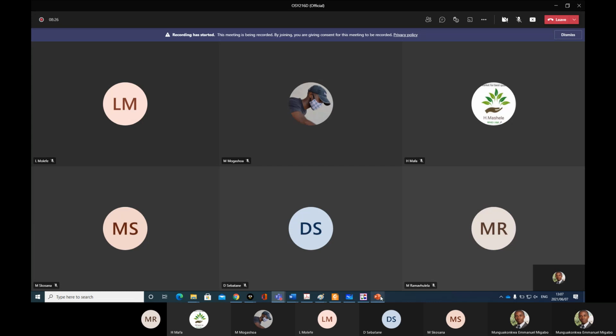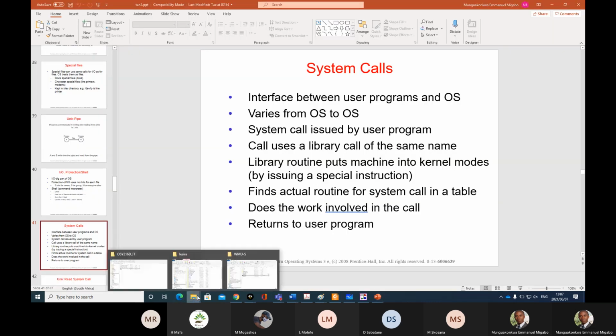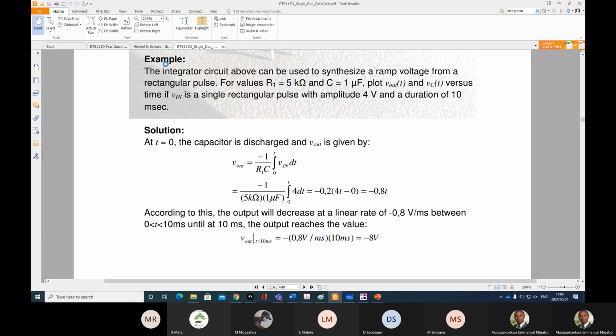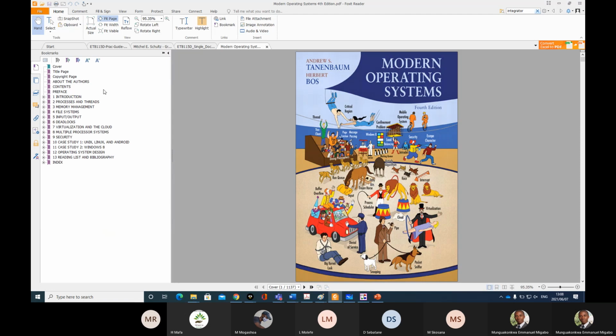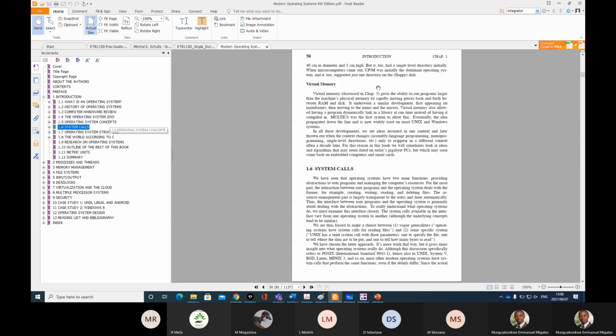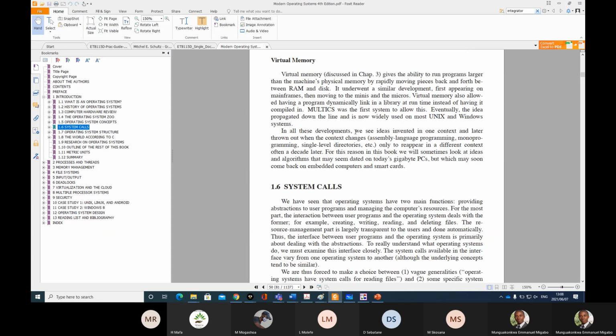So yeah, I will also have the textbook itself opened, and we're still busy with chapter 1. We're looking at system calls. All right. Are there any questions on what we've covered so far before we jump onto system calls?